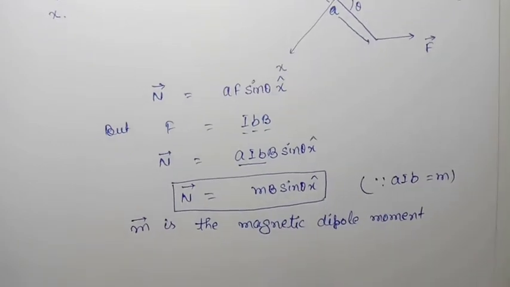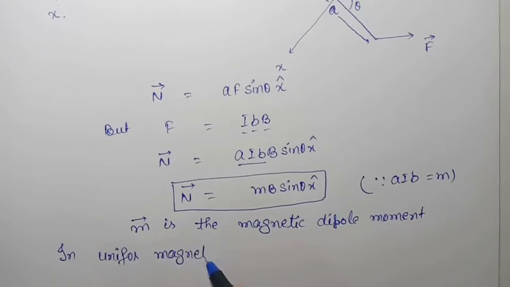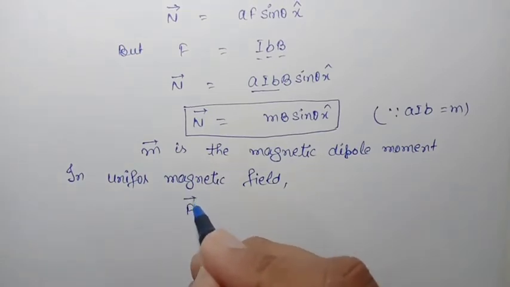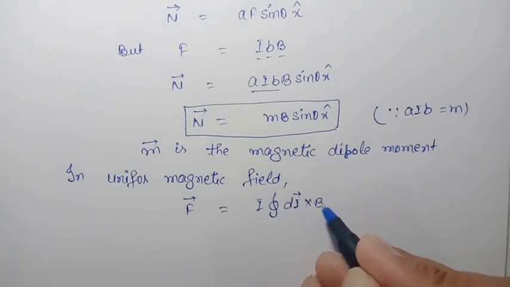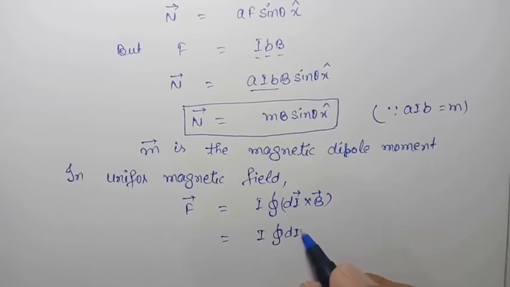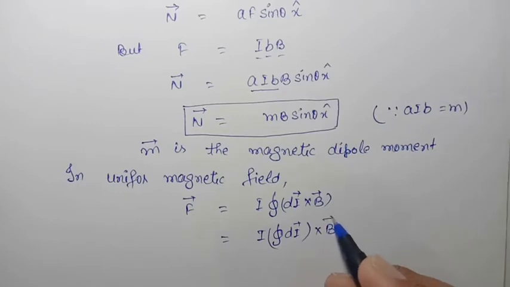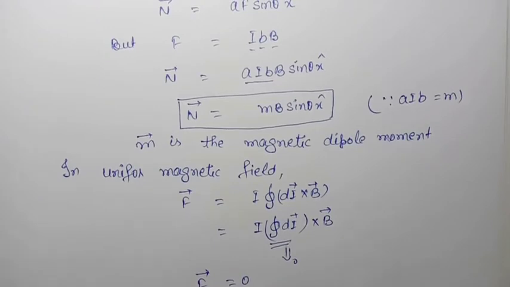Now here, what about force? Now here, in uniform magnetic field, the force is equal to I line integral of dl cross B. So here this is equal to I dl cross B. But here the closed line integral is equal to zero, so net force is equal to zero. So in case of a uniform magnetic field, net force is equal to zero.